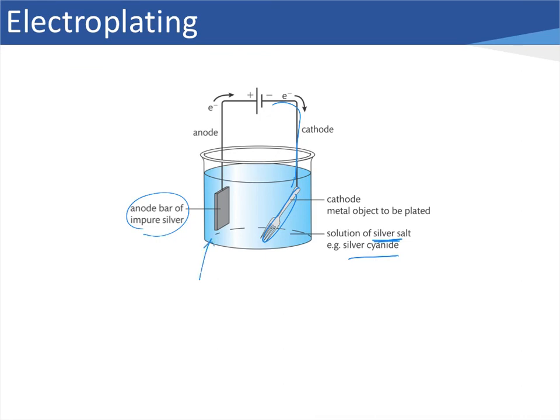And at the anode, I have silver solid forming silver ions. And at the cathode, I have silver ions being reduced to form silver solid, and it will plate the fork in silver. We could do the same thing with copper. Copper anode, whatever object I want to plate in copper here, and so these ions will form in aqueous solution. The aqueous ions will plate the electrode.